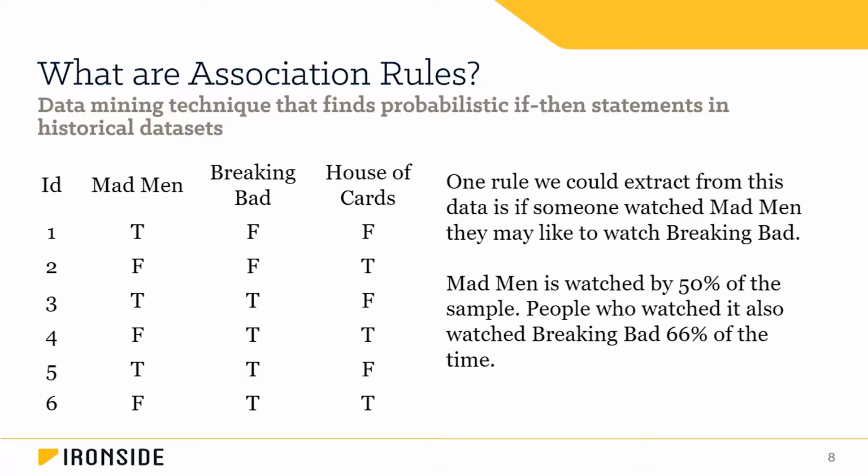And if we look at this really tiny data set here, we can get a sense of how they do that. If we just had 6 individuals and 3 different shows that they may have watched, we can find some probabilistic if-then statements in here, or what we're going to call rules, specifically association rules. For example, 50% of the people in this data set watched Mad Men, right? 3 out of the 6. And of those 3, 2 of them also watched Breaking Bad. So we have an association rule right there where Mad Men and Breaking Bad are associated with each other. 66% of the people who watch Mad Men watch Breaking Bad. So that's just one rule that can be extracted, and it's a very simple algorithm, as you can see.